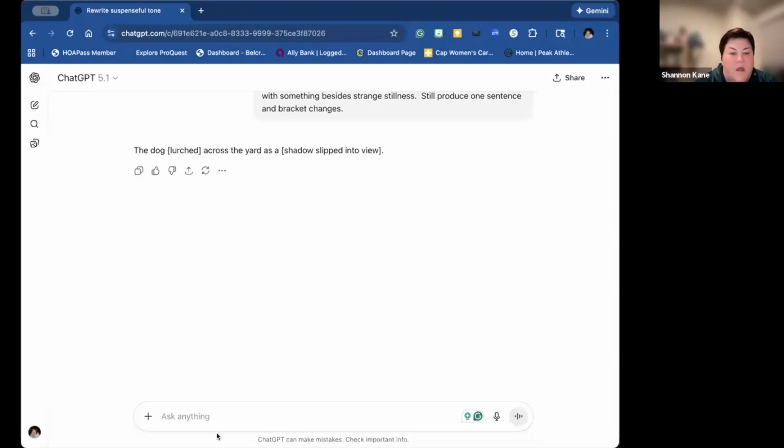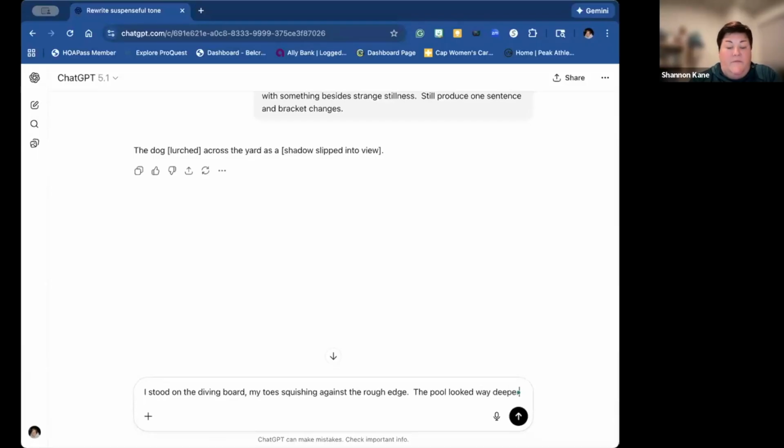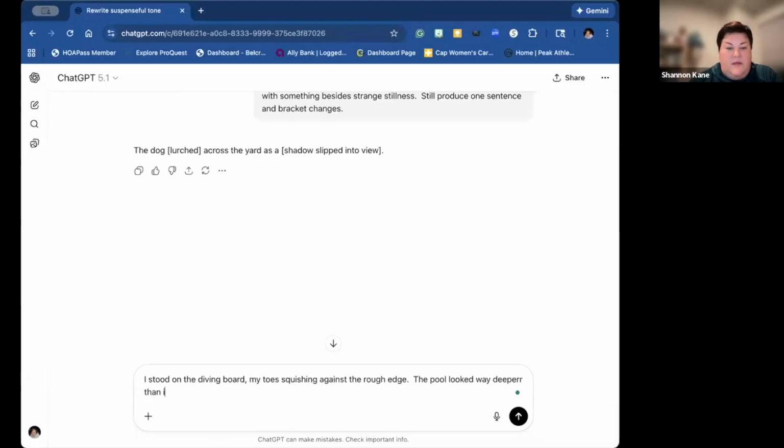Jumping back to my old friend ChatGPT here. All right, so we're changing it up here, right? So we have our paragraph. Let's say we have the paragraph: I stood on the diving board, my toes squishing against the rough edge. The pool looked way deeper. I'm hoping you guys are constructing an image in your mind.